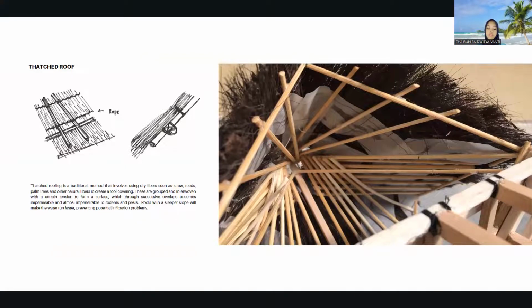And then the thatch roof technique, where you use any kind of fibers that are grouped and interwoven with a certain dimension from a surface, with successive overlaps, and it becomes impermeable and almost impenetrable to rodents and bats. It has steeper slopes that will prevent raindrop and infiltration problems.